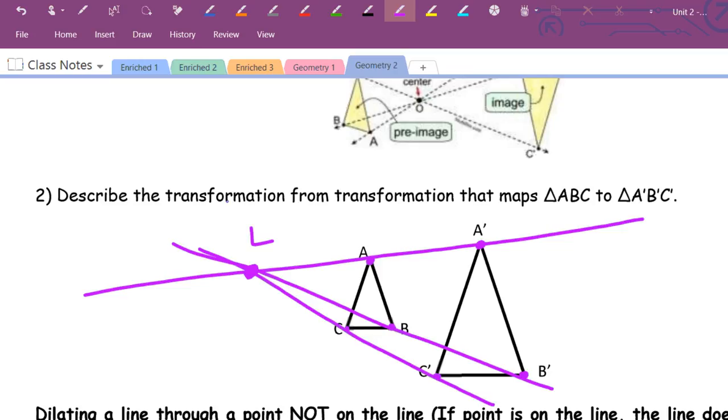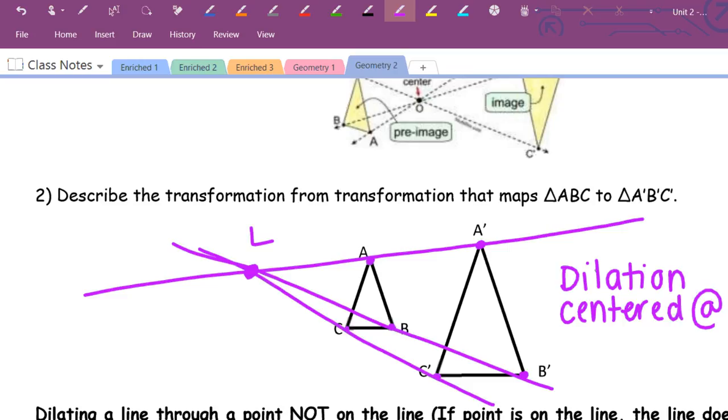Some random point L. How do I go from A, B, C to A prime, B prime, C prime? Well, what type of transformation did we say this was already? It should work out to be a dilation centered at, or based out of, what point? Yeah, point L. Do we have a coordinate for L? No. And what is our scale factor?